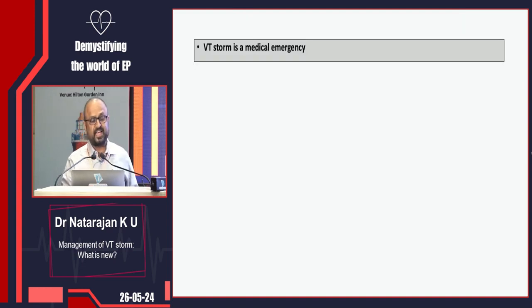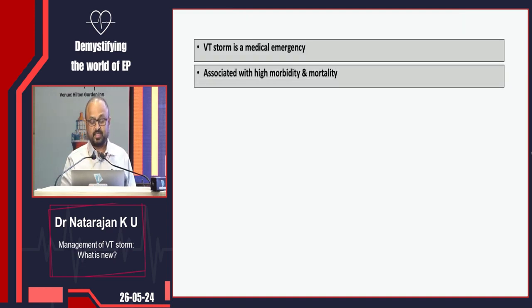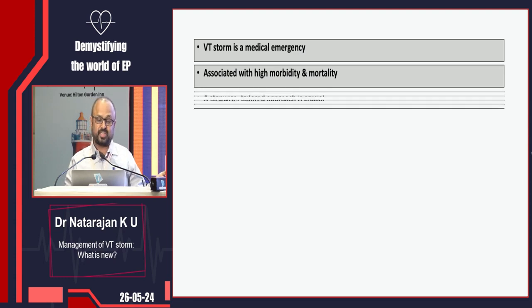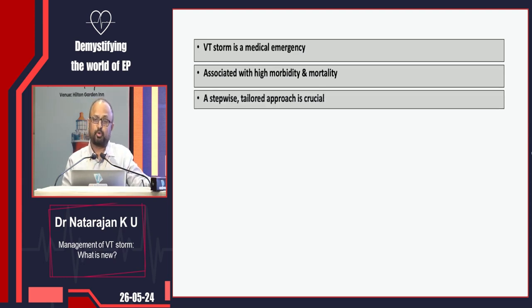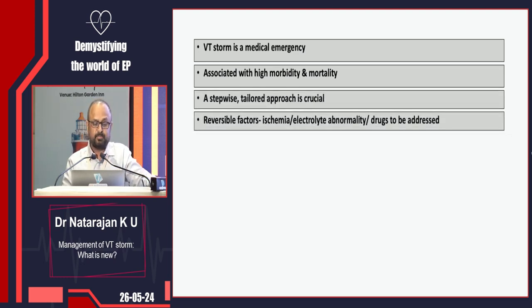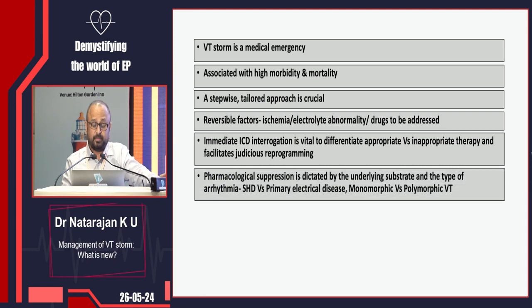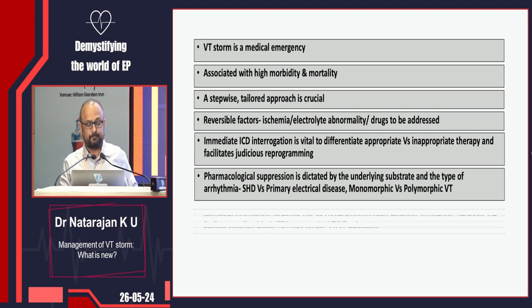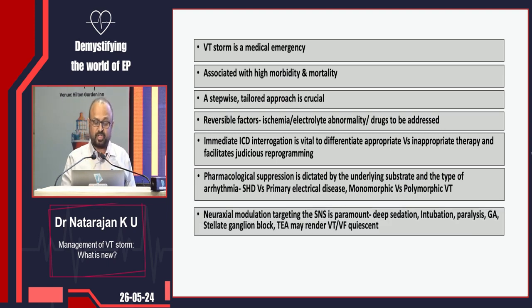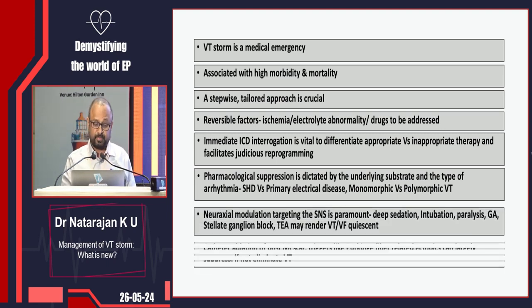So I'll conclude by saying that VT storm is a medical emergency. It has high morbidity and mortality. A stepwise tailored approach is very, very crucial. Reversible factors should be addressed. Immediate ICD interrogation and reprogramming can be very, very important in patients. Pharmacological suppression, depending on whether it is structural heart disease, electrical disease, monomorphic versus polymorphic, and early coupled VPC, should be treated differently. And neuroaxial modulation targeting the sympathetic nervous system is paramount.